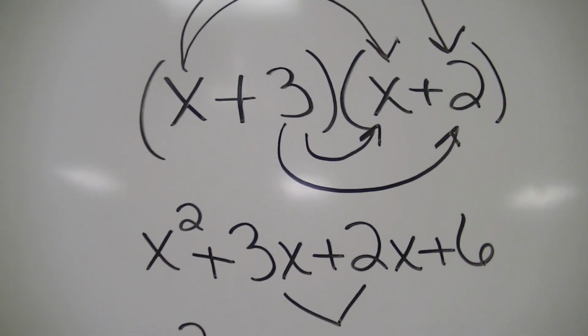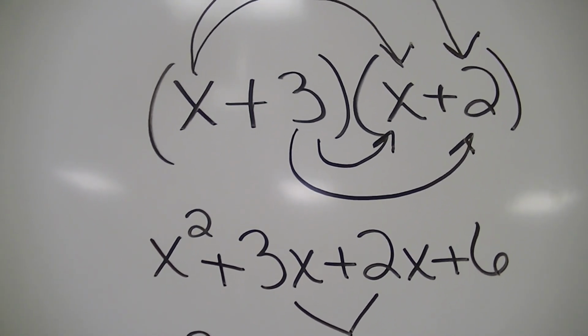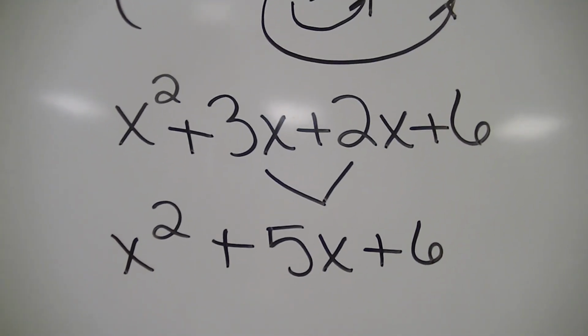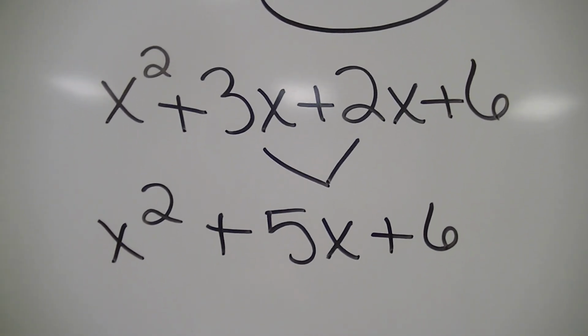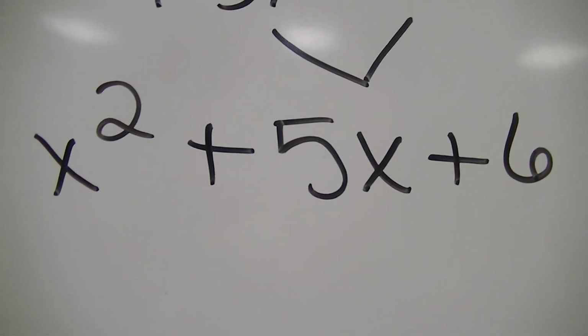So I know it's kind of messy with the moving of the arrows there, but what we find is we got a 3x and a 2x, and we got to combine those, and 5 is what we get when we say 3 plus 2. So our final answer is going to be x squared plus 5x plus 6.